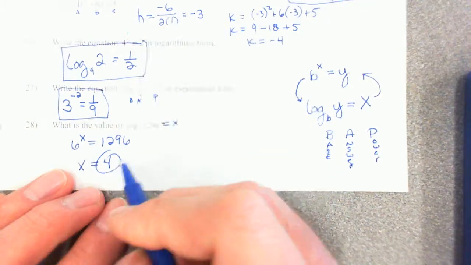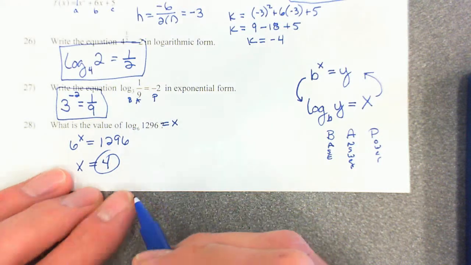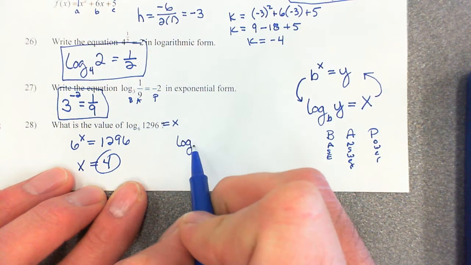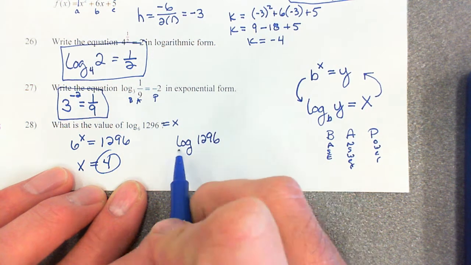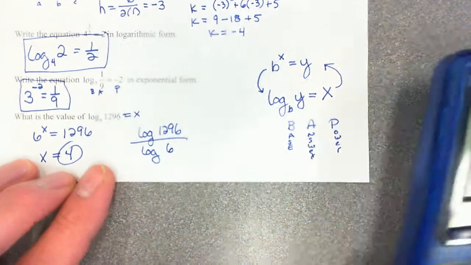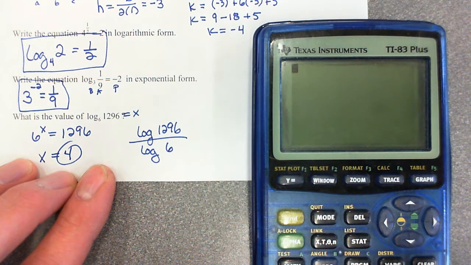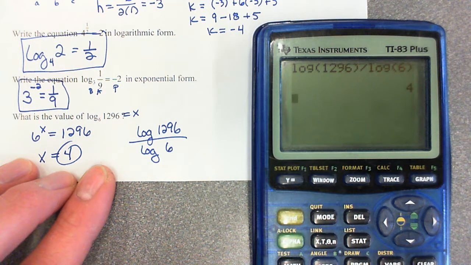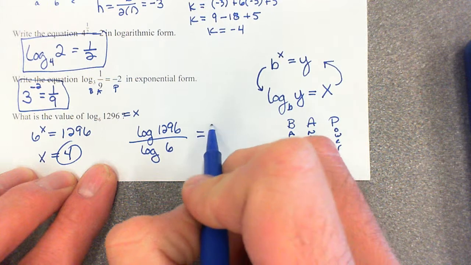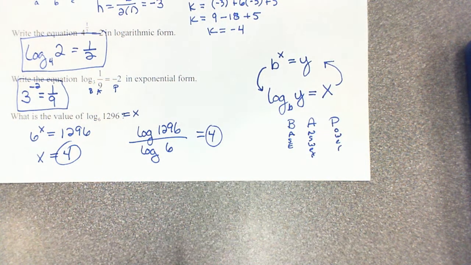Now, if you don't want to do it that way, remember you can use the change of base formula. You can do the log in base 10 of 1296 over log of 6, and you can plug that in your calculator and we should get the same answer. Log of 1296, close your parentheses, divided by the log of 6, and you get 4 as your answer that way as well. Okay? So either way, you get the same answer of 4.